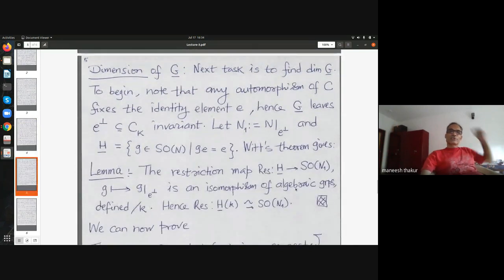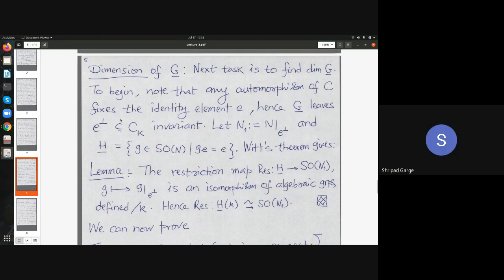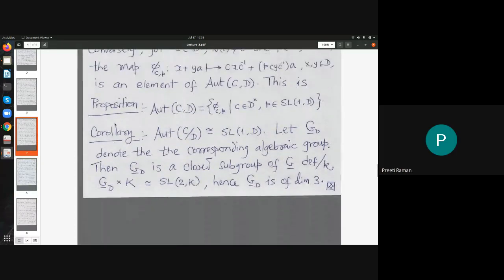Okay, so far, Shripad? Yes, yes. So do connect with me from time to time, otherwise it will become a silent movie. Can you please show the last part of the earlier screen once again? Yes, the last corollary.